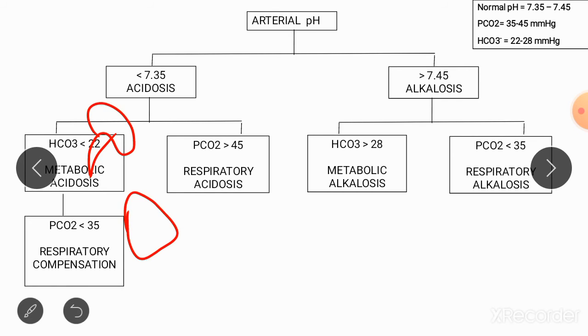So how are lungs going to compensate for metabolic acidosis? Lungs can help by blowing off so much carbon dioxide that not enough carbon dioxide is left in the blood to form carbonic acid. In this way, the acidosis which is being produced by the kidneys is being counterbalanced by the lungs.